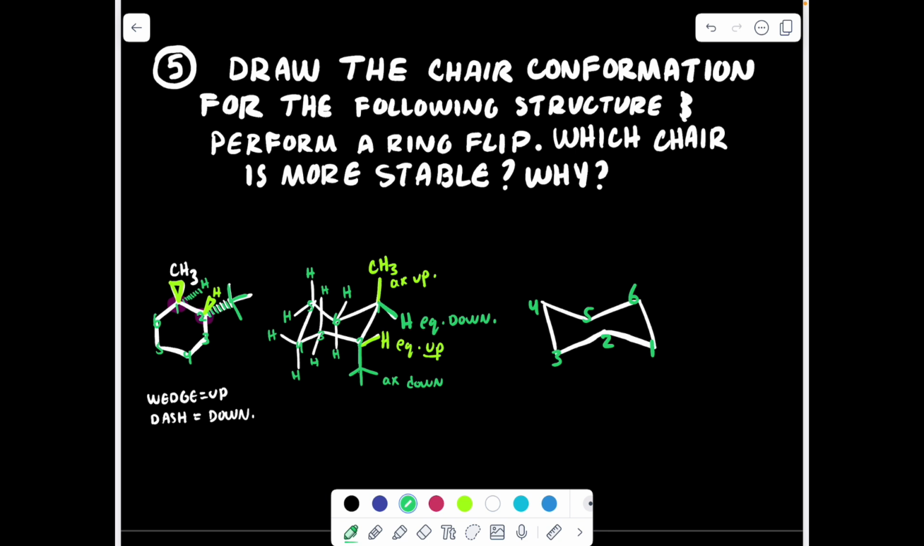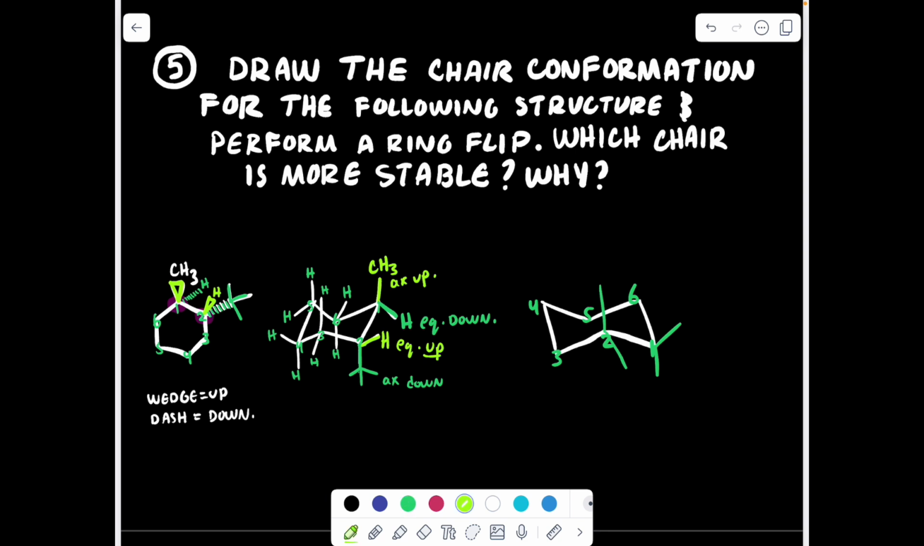So now, on carbons number 1 and number 2, I'm going to draw in the bonds in the same fashion that I would have for my right-hand chair. So you have an axial down, an equatorial up. You have an axial up and an equatorial down on carbon number 2. So listen to me very carefully. Down stays down, up stays up. Equatorial bonds switch to axial, and axial bonds switch to equatorial.